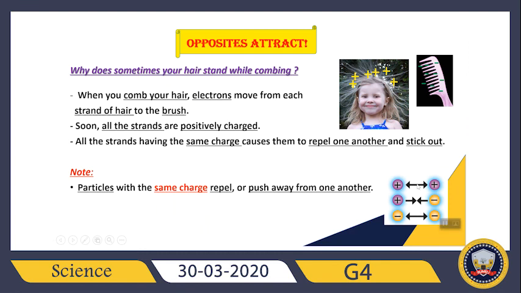Can you see the arrows here and there? While particles with opposite charges attract one another. Opposite charge, like positive and negative, so they attract one another or pull together, come together. So in this example, we have the same charge on the girl's hair, so that's why they repel each other. Now let's see another example of different or opposite charges. What happens if two objects of opposite charges get close to each other?